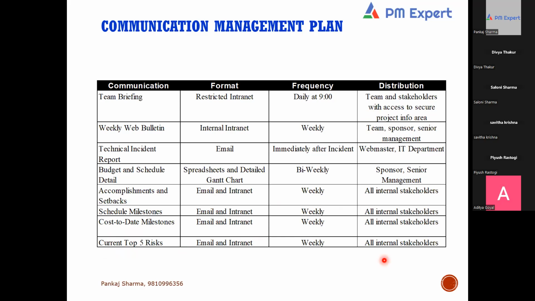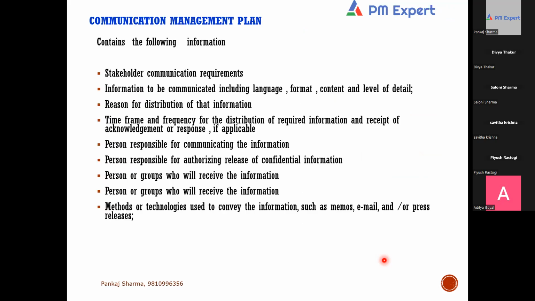Now, if the project is small, you can have a simple communication management plan like this. But for a big project, the communication plan may consist of many other things also, like the communication protocol, the escalation levels, the communication flow. So for a big project, you can have a proper exhaustive communication management plan like this. Can you see the contents now? The stakeholder communication requirements can come from the stakeholder management plan.